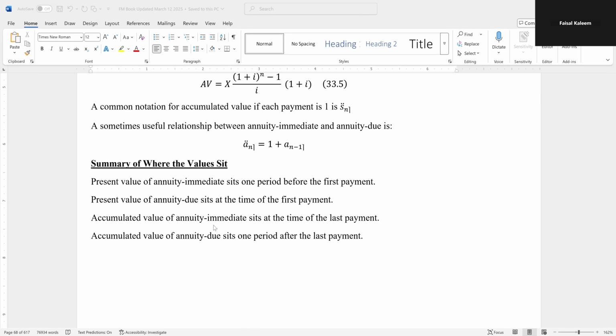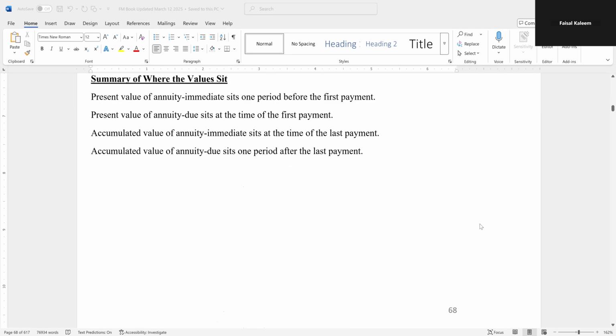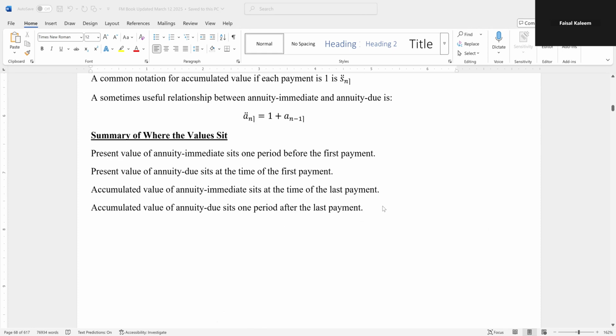The accumulated value of annuity immediate sits at the time of the last payment. If you recall, in the annuity immediate, the last payment happens at time n, and that's where the accumulated value is sitting if you use the accumulated value formula, which we know. And then for the annuity due, the accumulated value sits one period after the last payment, because the last payment is happening at n minus 1, and the accumulated value given by these formulas always sits at time n. So that would mean one period after the last payment. Okay.